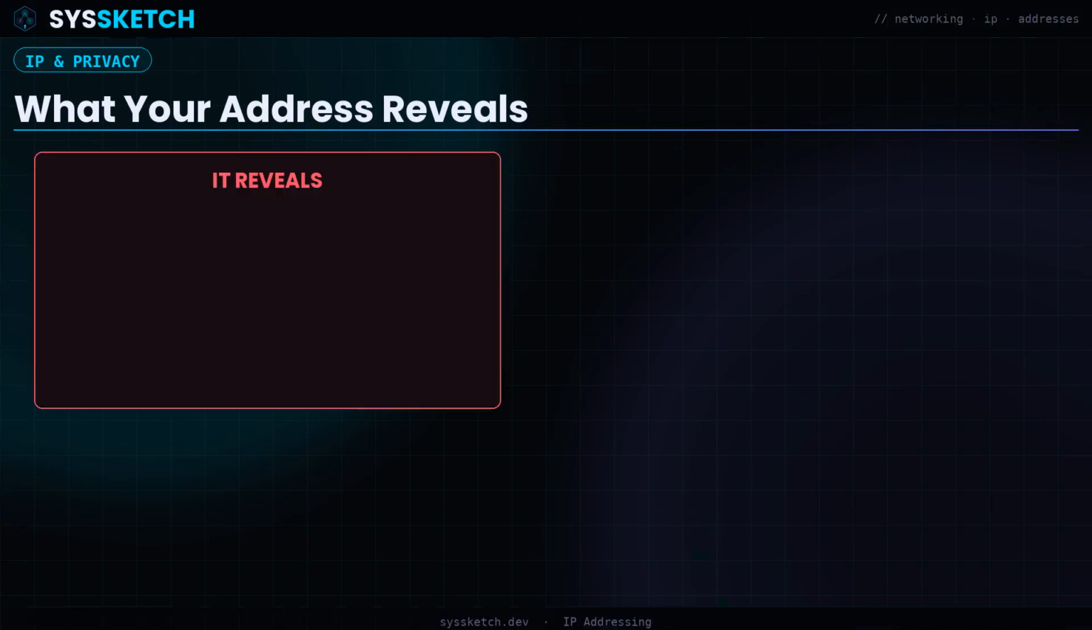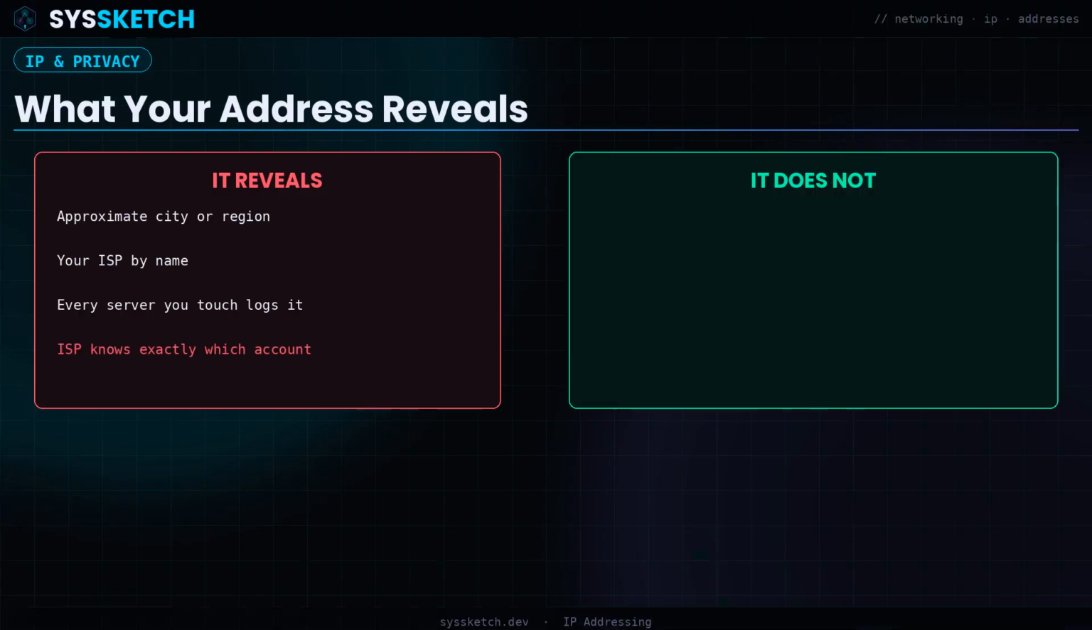Now let's talk about what an IP address actually reveals, and what it does not, because it genuinely matters. Your IP address exposes your approximate geographic location, typically down to the city or region level. It identifies your ISP. Every server you connect to can log it. This is normal and necessary for the internet to function. But an IP address does not reveal your exact street address. It does not contain your legal name. It is a network location, not a personal identifier on its own.